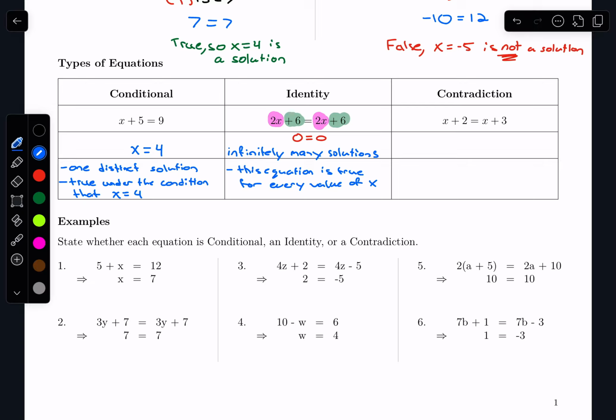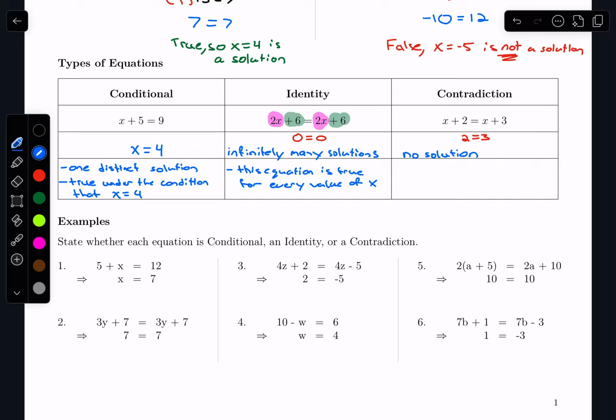The next one is the opposite. It's a contradiction. This is like a lie. Okay? If I try to solve the equation x plus 2 equals x plus 3, I'm eventually going to get to a place where it just says 2 equals 3. That is simply not true. Okay? So we're going to get to a false statement, and that false statement means there is no solution.